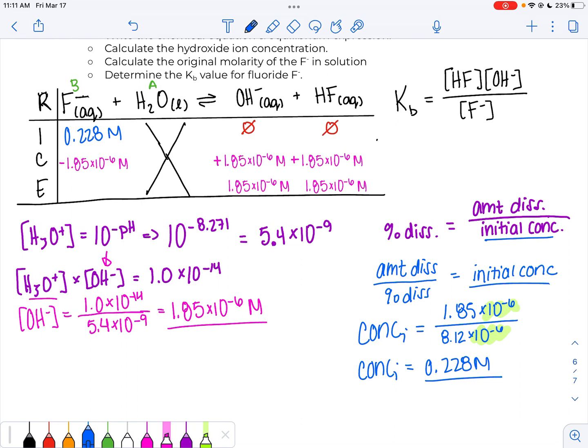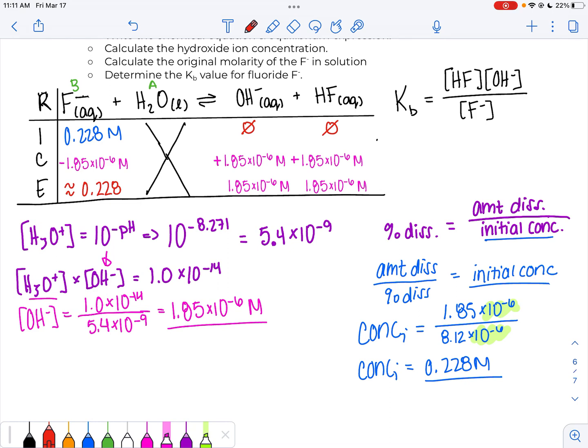So now I can find my equilibrium concentration. Okay. So 0.228 minus 1.85 times 10 to the negative 6th. That's insanely small. That's a super incredibly small number. So essentially, what we're finding out here is that our x value is small. Our change value is small. So if that's true, it's essentially negligible. So what I can say is my equilibrium concentration is not going to change very much. It's basically still equal to 0.228 molar, which is cool.